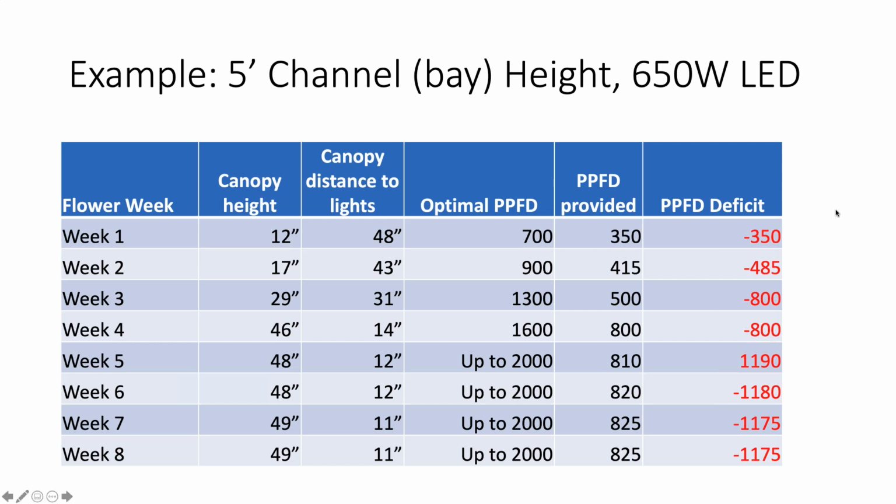But we have 2 problems here. First, you see the PPFD deficit, which is just the difference between the optimal amount of PPFD and the actual PPFD that's provided. You see that it varies. Even though the plant grows towards the light and so light intensity is increasing, simultaneously the plant's need for more light is increasing also. So all the way through this plant life cycle, this 650 watt LED is just not providing enough light. The deficit varies, but there's always a deficit.